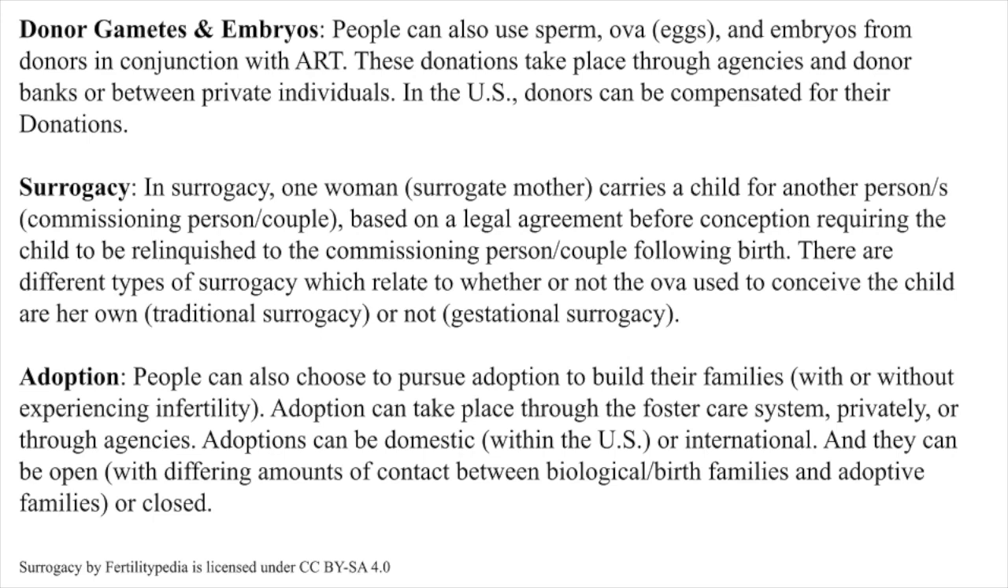Adoption. People can also choose to pursue adoption to build their families with or without experiencing infertility. Adoption can take place through the foster care system, privately, or through agencies. Adoptions can be domestic, within the U.S., or international, and they can be open, with different amounts of contact between biological birth families and adoptive families, or closed.